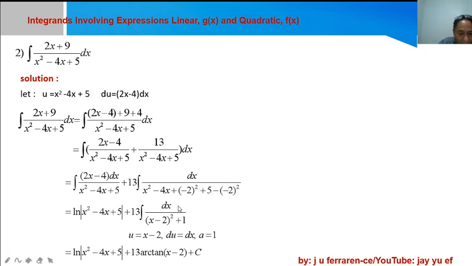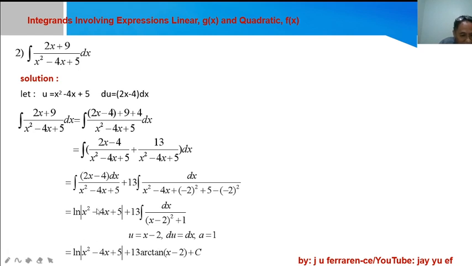Okay, now, what is the result? x minus 2 squared out from this. Right? It is a binomial square. And what is 5 minus 4? It's 1. So, this is u squared plus a squared. A is 1. Your u is x minus 2. The du is dx. So, meaning, there is already a du over u squared plus a squared form with your a equal to 1.